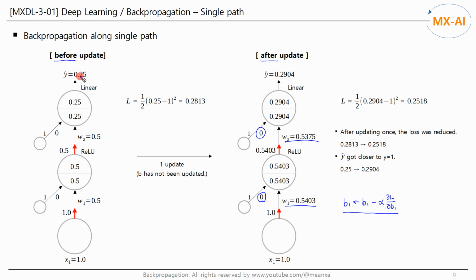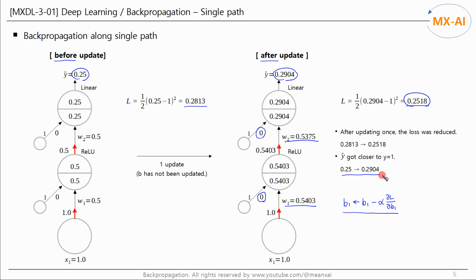The output value before updating W is 0.25, and the loss value is 0.2813. The output value after updating W is 0.2904, and the loss value is 0.2518. The loss value has become smaller. And the output value of the neural network got a little closer to the desired output value of 1.0.